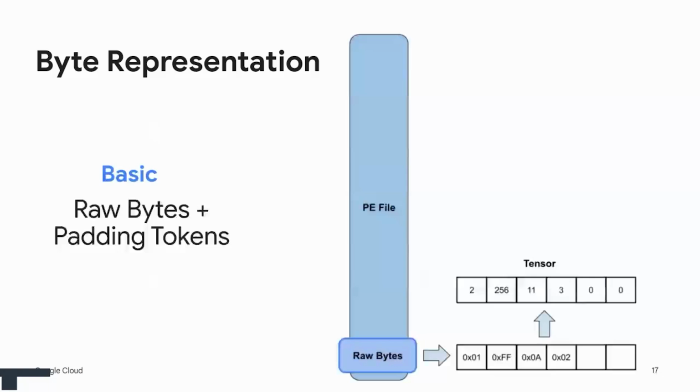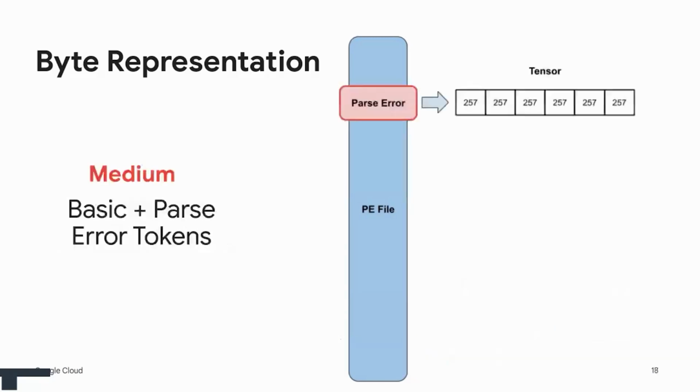The basic byte information is what all the other models are doing, and it works rather well. I have a tensor, I'm going to fill it with zeros, that's my padding character, and then I'll copy the bytes in, +1, so the bytes are represented as 1 to 256. And that works really well for MalConv, it works for the MCNN. But when you start parsing, you hit edge cases that are fun.